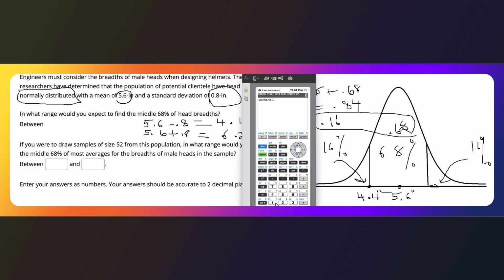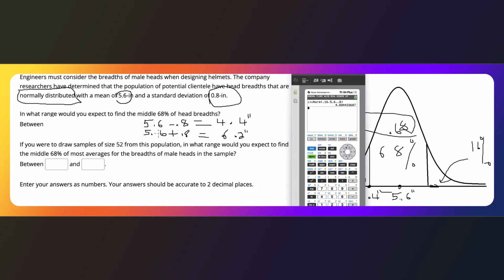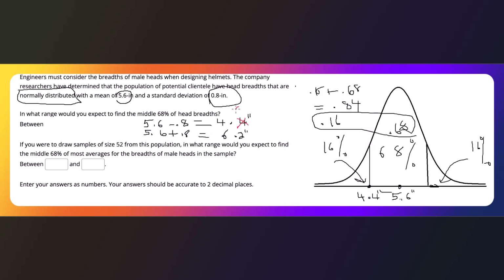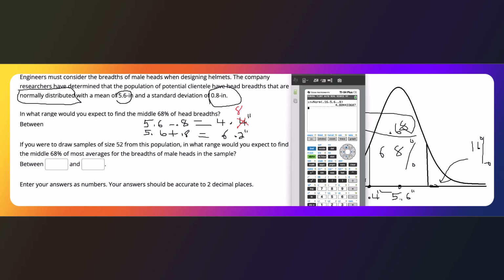Okay, so I want 0.16 as area to the left. Okay, and then 5.6 as the mean, and the standard deviation is 0.8. So that gives me how much? About 4.804. And so you could see that I made a calculation error here when I was doing it in my head. I did the subtraction incorrectly. Okay, so that's 4.8 inches approximately.